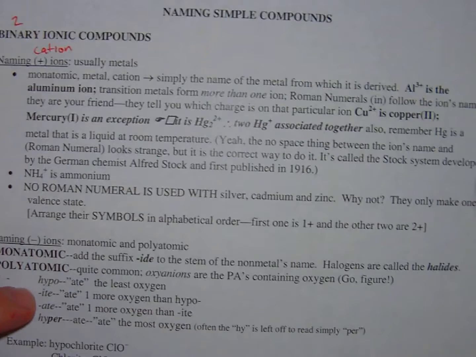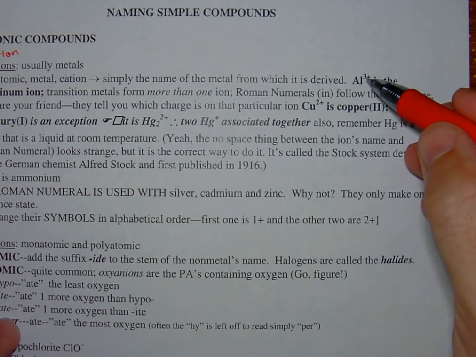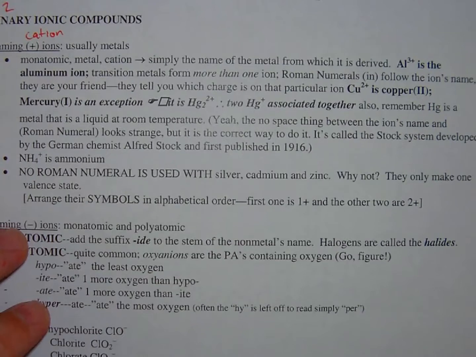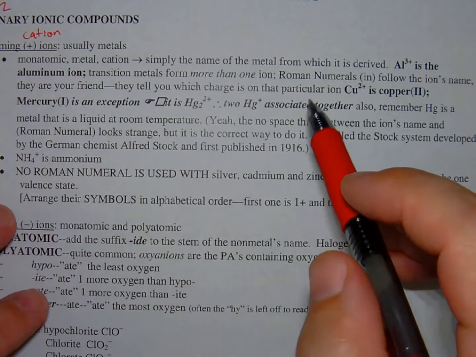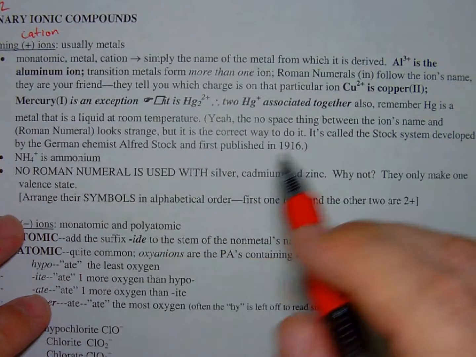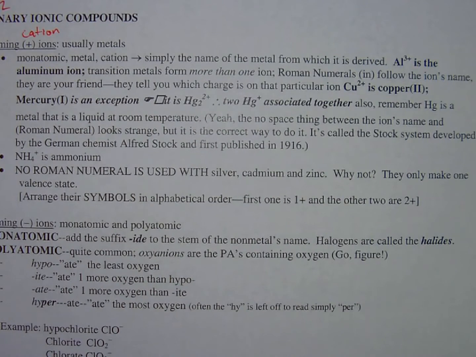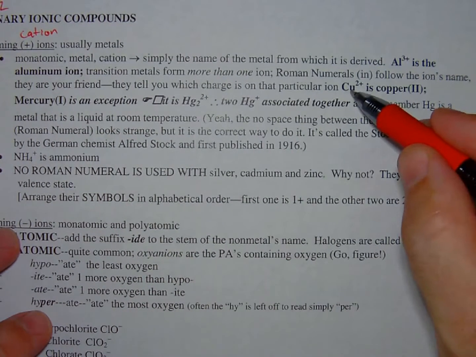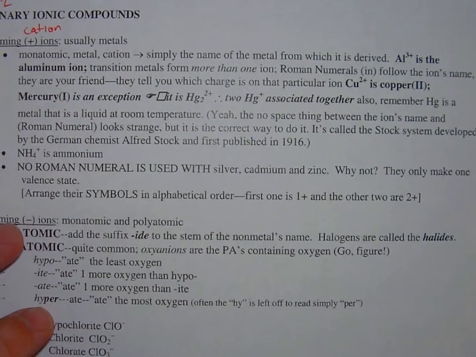For example, Al3+, aluminum that's donated 3 electrons, is just called the aluminum ion. That's it. We just have to say the word ion. Now, transition metals that form more than one ion are going to require Roman numerals that follow the ion's name. Those are your friend. They tell you what the charge is on that particular ion. So Cu2+, when we say the name of this ion, is the copper(II) ion.